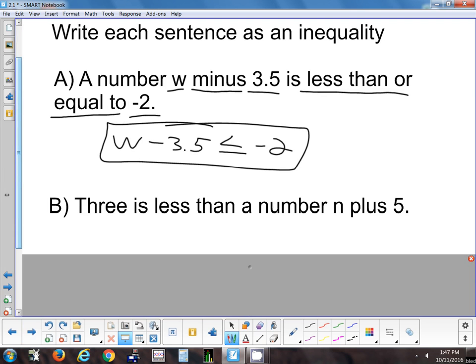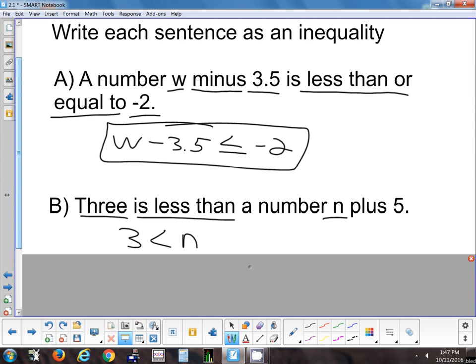Okay, 3 is less than a number n plus 5. Anyone think they can tell me what I should start off with here? Antonio? 3 on the left-hand side. Yeah, 3. So there's 3 is less than. Now it tells me what to use for my number. Okay, what letter, Hannah, what letter am I using for my number here? N. So we got the N.